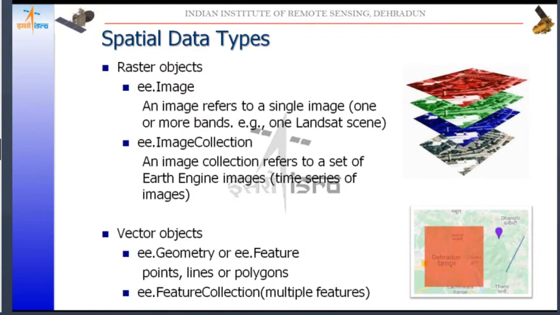Then we have ee.Geometry or ee.Feature, which is the most fundamental vector data type on the Earth Engine. A feature can represent a point, line, or a polygon. A feature collection is a set of multiple features.